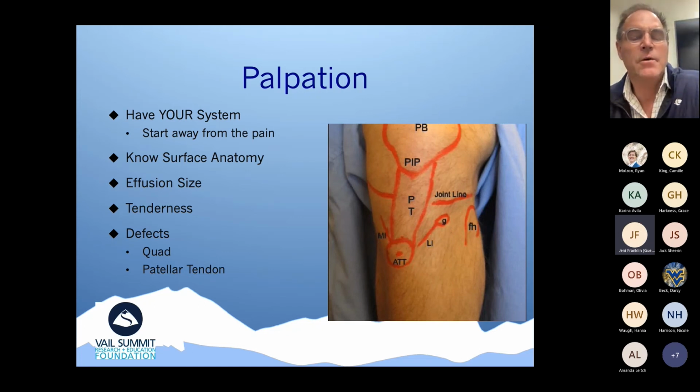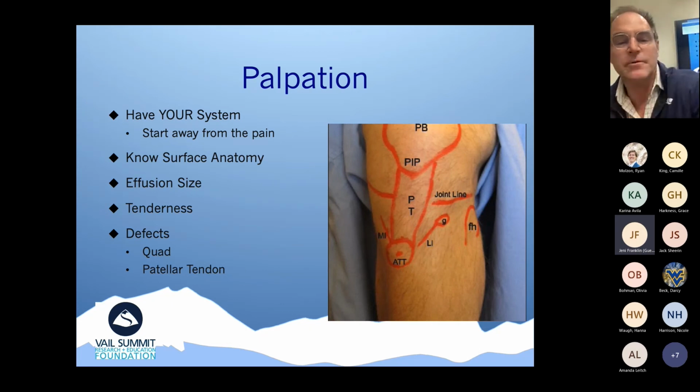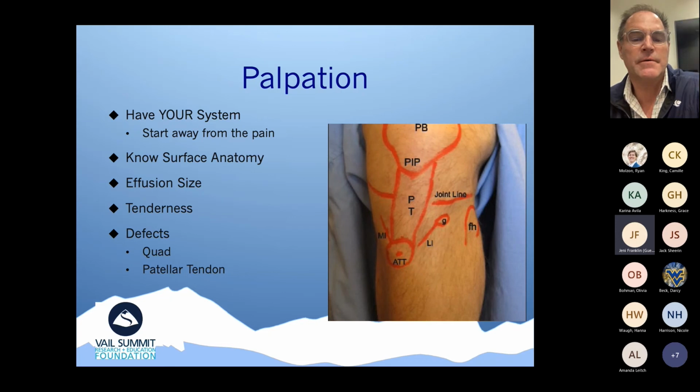Have your system. I tend to go not to where it hurts right off the bat. I'll have my system to make sure that I don't miss anything. I'll usually start on the medial side, have them flexed up a little bit to touch medial femoral condyle, touch the medial joint line, palpate the insertion of the superficial MCL, touch the pes tendons, go up to the medial joint line, touch posterior medial joint line. So now I've got anterior medial joint line, posterior medial joint line. I'll touch patella, I'll touch distal polar patella, I'll touch patellar tendon, I'll touch tibial tubercle. Then I go to lateral joint line, Gerdy's tubercle, fibular head, lateral femoral condyle up here.